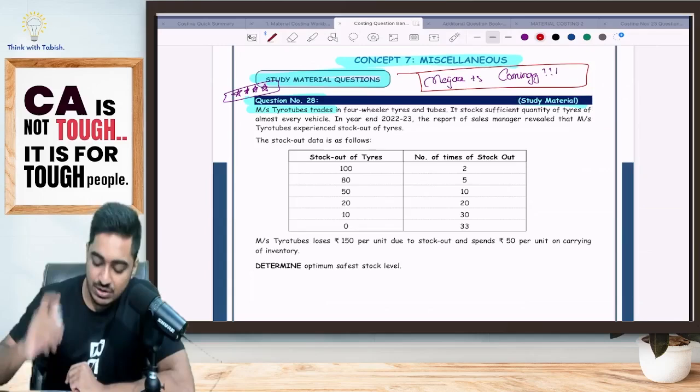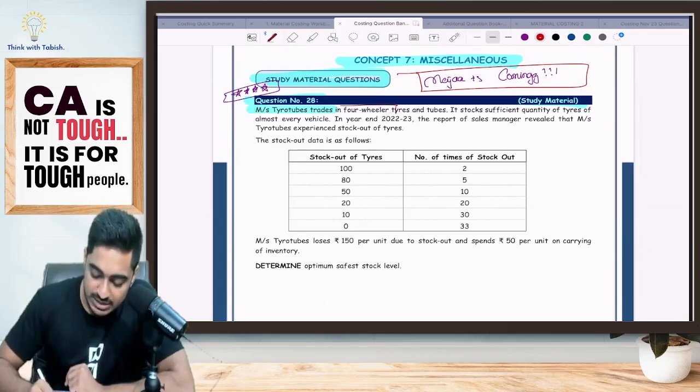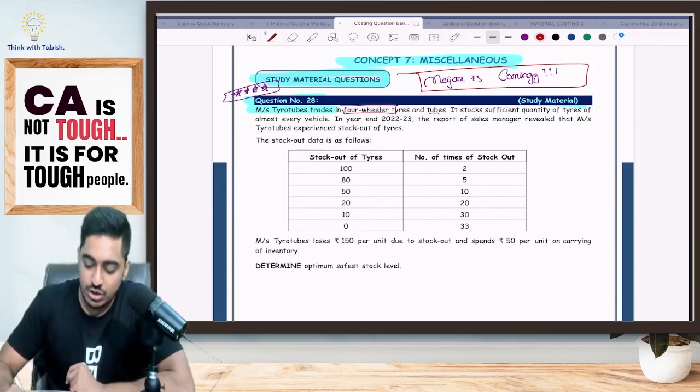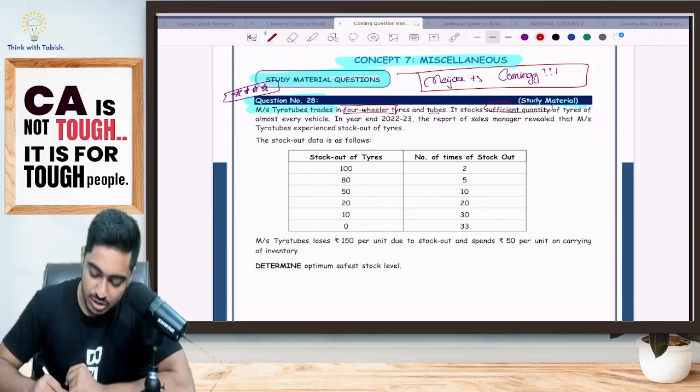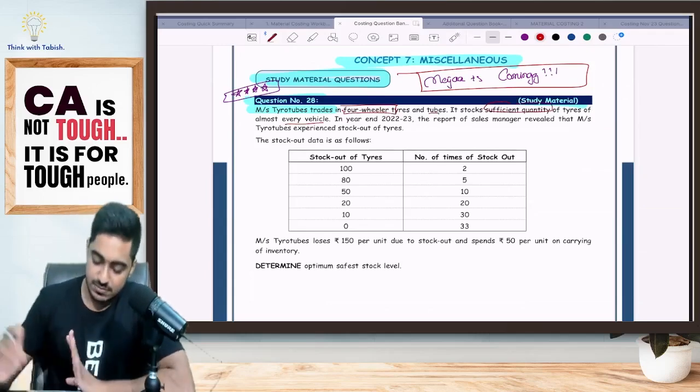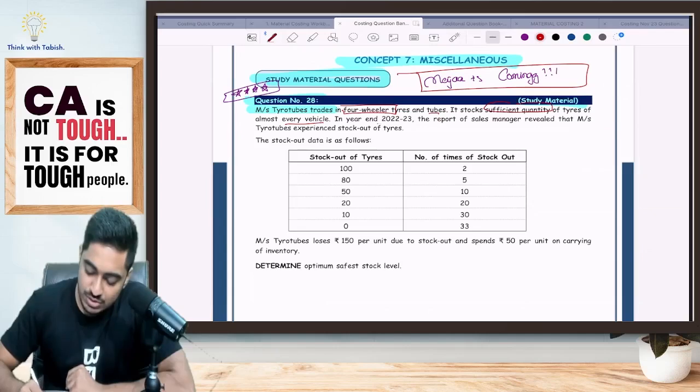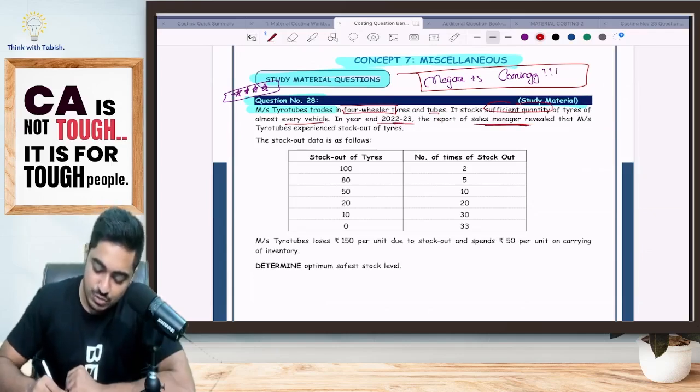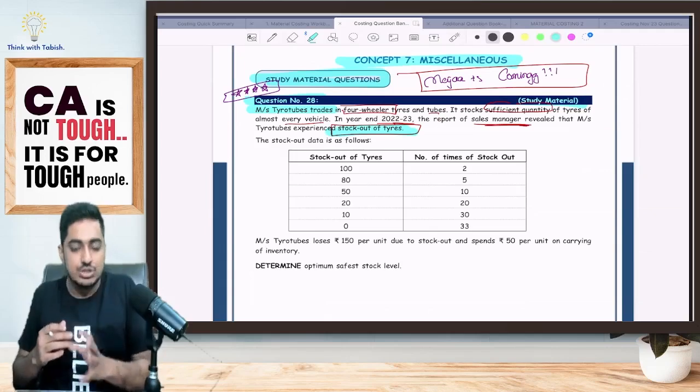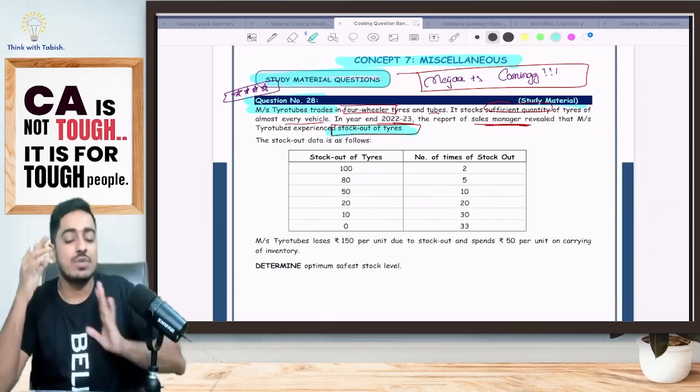Mrs. Tyrotubes trades in four-wheeler tires and tubes. It stocks a sufficient quantity of tires for almost every vehicle. In the year ended 2022-23, the report of the sales manager revealed that Mrs. Tyrotubes experienced stockout. Okay, we are having stockout of tires. What is a stockout? Stockout means I am not having the stock with me.